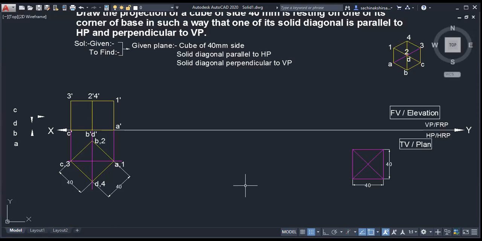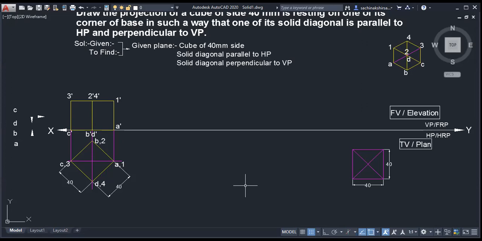4. Which diagonal will we target here first? Let us see. Shall we take A dash 3 dash, or you can take C dash 1 dash, anything? So how many solid diagonals are there for the cube? 4 are there. Okay, so out of that, shall we take A dash 3 dash? Yes, sir. If we take A dash 3 dash as the solid diagonal, then when it will become parallel to HP, once we draw that solid diagonal parallel to HP.